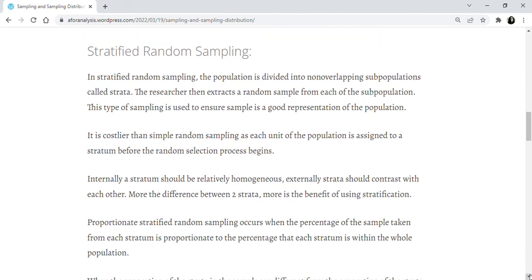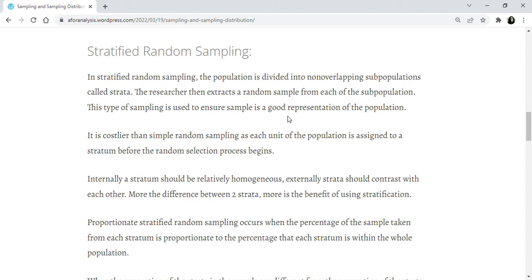In stratified random sampling, the population is divided into non-overlapping subpopulations called strata. The researcher then extracts a random sample from each of the subpopulations. So first, we are collecting the non-overlapping subpopulations, meaning they don't have any common units, they're completely different, and then from those strata, we are making our final sample. This type of sampling is used to ensure the sample is a good representation of the population.